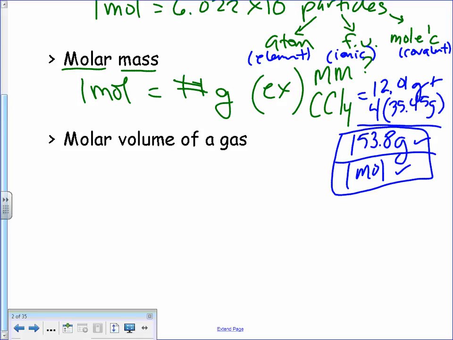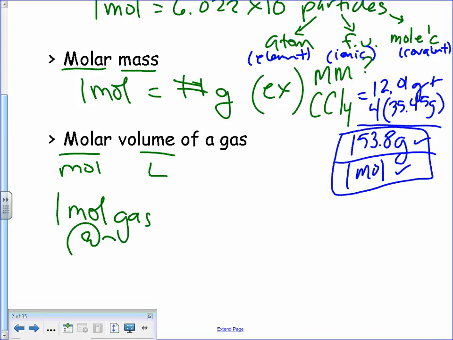Okay, so we got molar mass taken care of. Molar volume, what 2 units are involved here? Moles and, what's the unit for volume? Liters, right? So molar volume is including moles and liters, and this is very specific. This is at STP. So 1 mole of a gas at STP is equivalent to 22.4 liters of that gas. And that's one of the things you write down in your reading guide. So that's only specifically at STP.